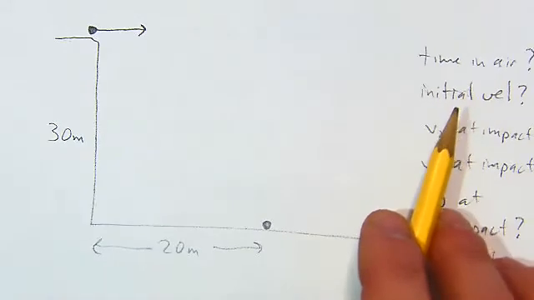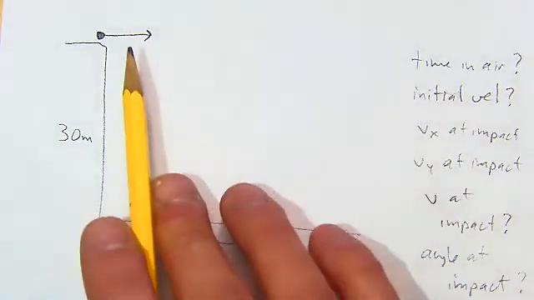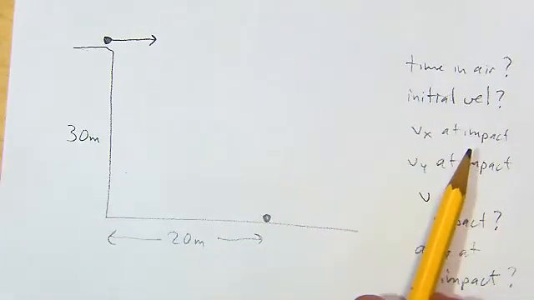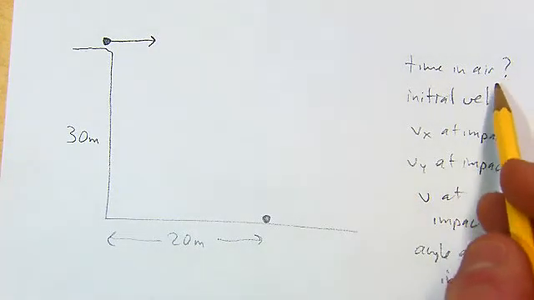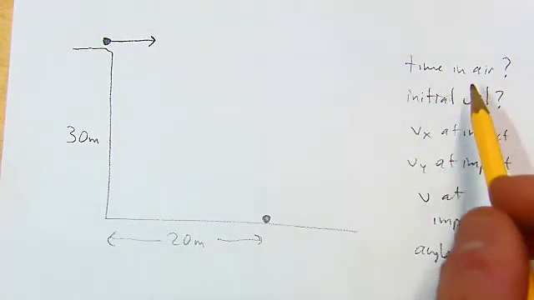How long is it in the air? What was the initial velocity up here? What were the velocities at impact? And what was the angle at impact? We aren't going to go through this whole thing to save you a little time, but I want to get you started on it. Okay, so time in the air.